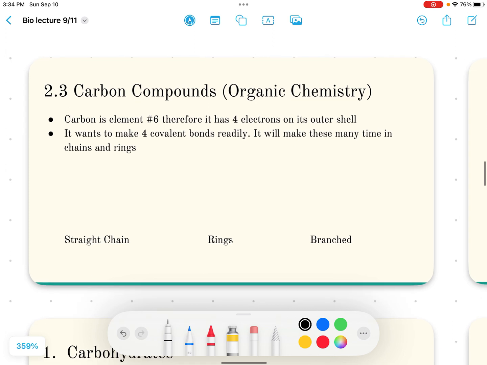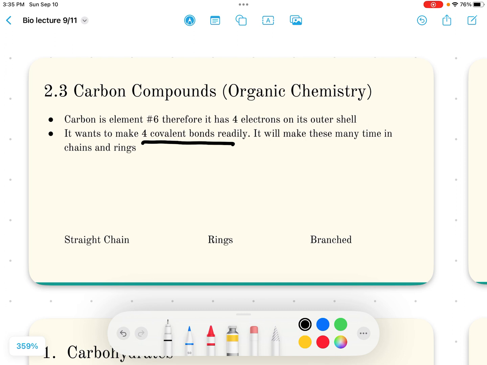So 2.3 is all about carbon and carbon compounds in organic chemistry. Like we talked about before, anything that is considered living has carbon in it, and so it's considered something that is organic. Organic chemistry is basically the study of carbon. Carbon is element number 6 on the periodic table, so it has 6 protons, 6 electrons, and 4 of those electrons are found at our outer energy level, which means it can make 4 covalent bonds very easily. So it loves to make 4 covalent bonds, which allows it to make chains and rings.